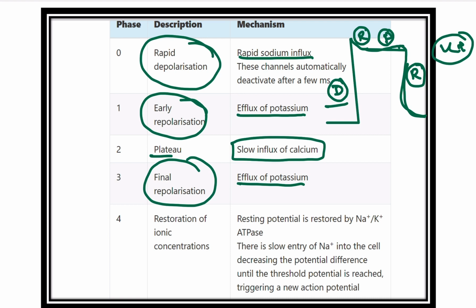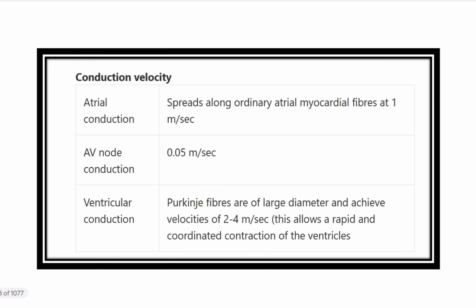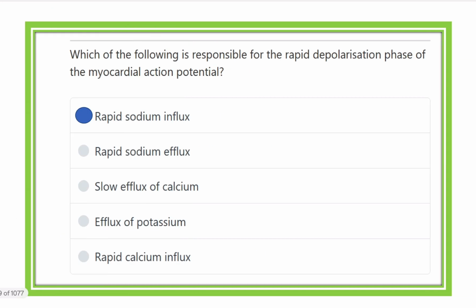The figure also shows the conduction velocity, which is usually not required, but in case of atrial conduction it is 1 meter per second. The AV node is very slow, which is 0.05 meter per second, and in case of the ventricle it is 2 to 4 meter per second. So which is responsible for rapid depolarization? It is due to rapid sodium influx.